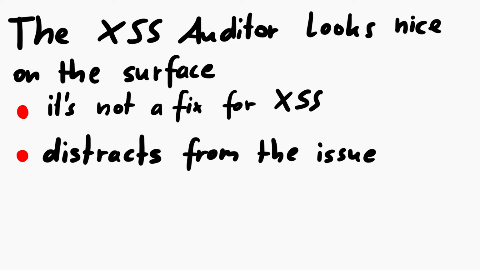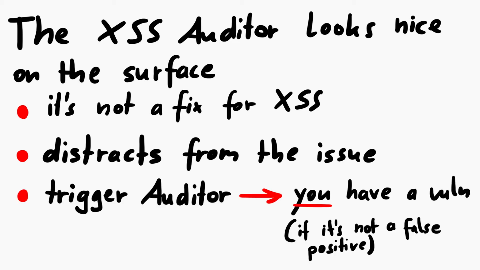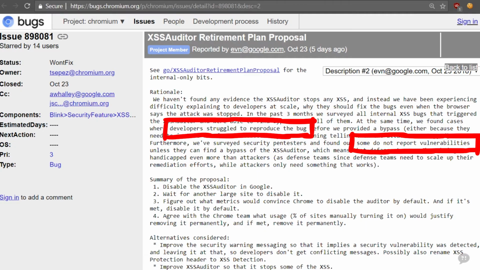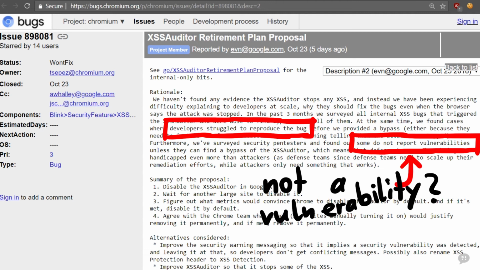XSS is not an issue in the browser. The issue is the web app that doesn't properly encode output. Triggering the XSS auditor means your site is vulnerable to XSS. Maybe the XSS auditor stops one attack, but it doesn't mean it can't be bypassed, or your users use an old or different browser without the XSS auditor. And now it led to a culture where clients or the defensive side say that the XSS example that triggers the XSS auditor is not a vulnerability because it got stopped.